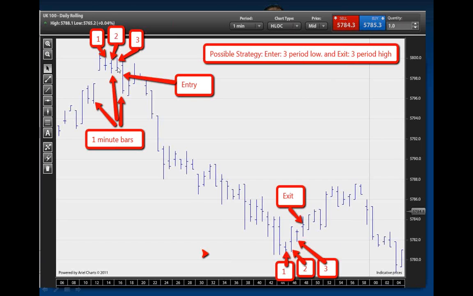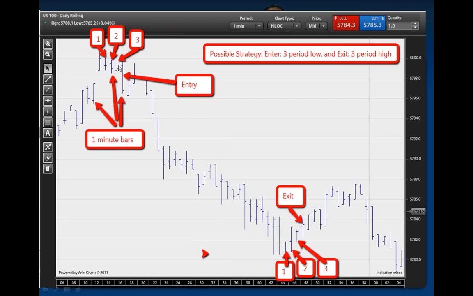A 3-period low. So what is a 3-period low? Well, remember, each one of these bars is 1 minute. Every single one of these represents a minute. Entry is a 3-period low. Well, it's about here, because at that point the price is the lowest it's been for 3, 2, 1 minutes. Actually, it's the lowest it's been if you go here for 1, 2, 3, 4 minutes.